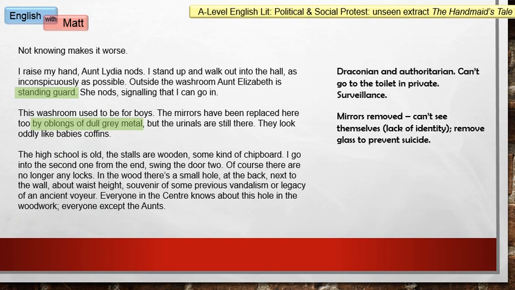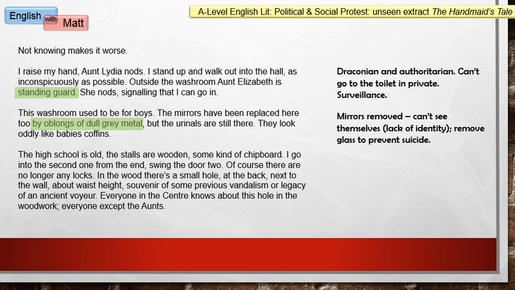Coming towards the end of the extract, when Offred puts up a hand and is allowed to go to the toilet, we get told that Aunt Elizabeth is standing guard, which is very draconian and authoritarian. You can't even go to the toilet in private here without being watched and having surveillance over you. That obviously is very 1984-esque, this idea of surveillance and always being watched, even in your private life.